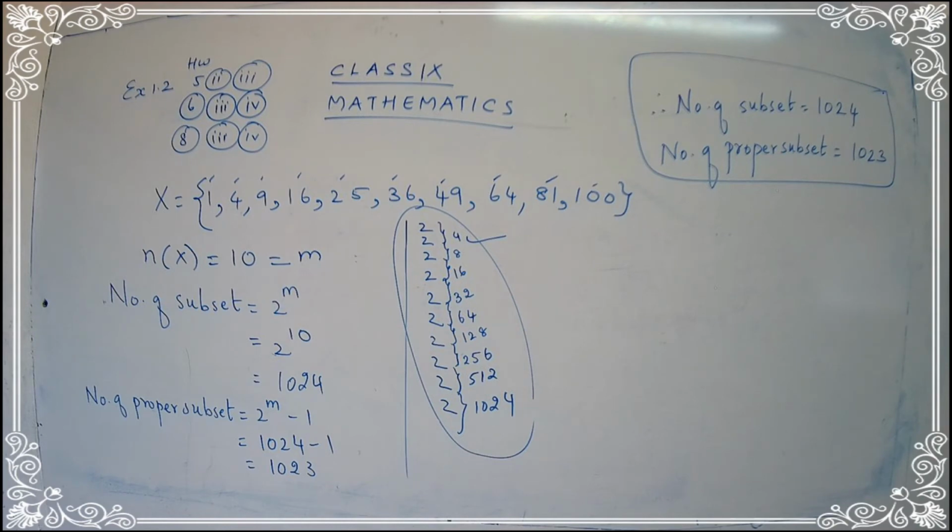Okay, let's start with the next thing. So we have the next question. Take on question number 10, the first subpart. If n of A is equal to 4, find n of P of A.